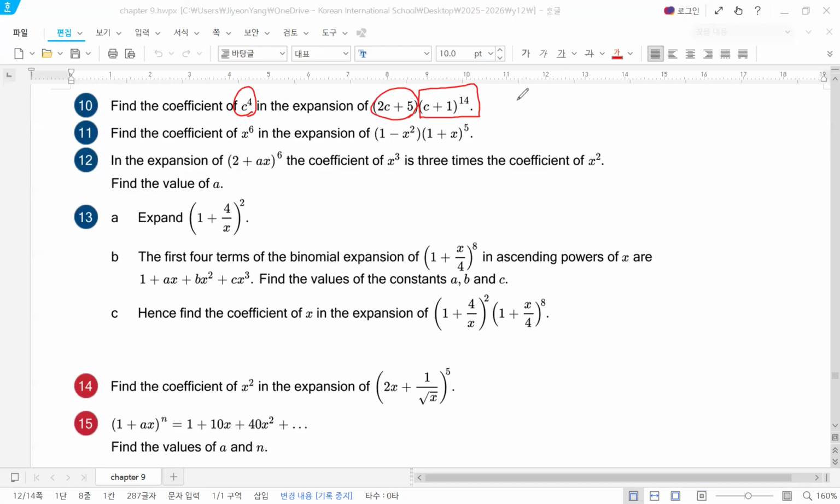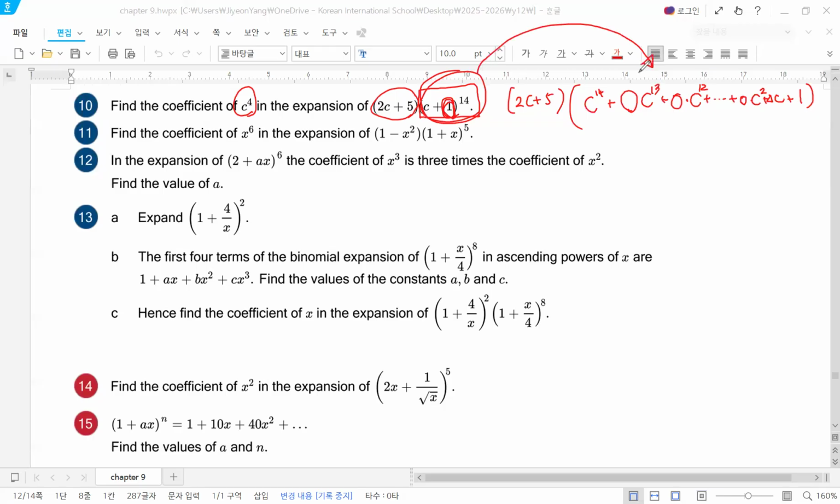Okay, so (2c + 5)^14, if you expand this one, it's going to start from c to the power of 14, plus some number times c to the power of 13, plus something times c to the power of 12, until something times c squared, plus something times c, plus a constant. Since the other term is 1, you can ignore it because 1 to the power of something is just 1. This is the form when you expand this expression. Do you understand?